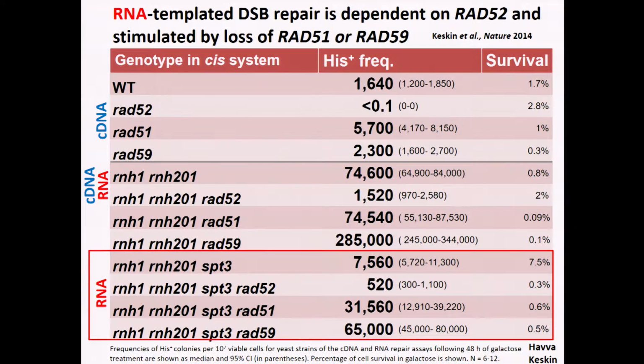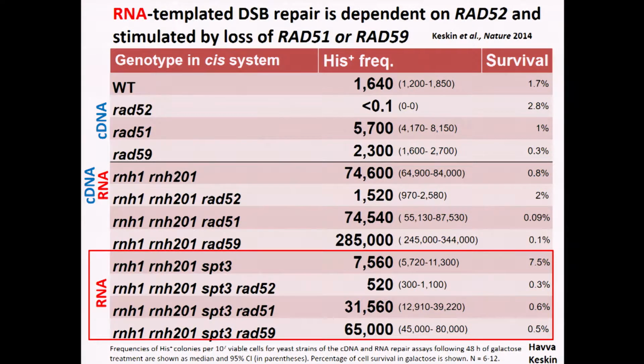And in fact, we do see dependence on the recombination protein RAD52, which is important for annealing of single strands and also has a function in loading RAD51, the RecA homolog, to process the break ends. But we see a reduction in the frequency of RNA repair when we knock out RAD52, but not when we knock out RAD51 or RAD59, which has some homology with RAD52.